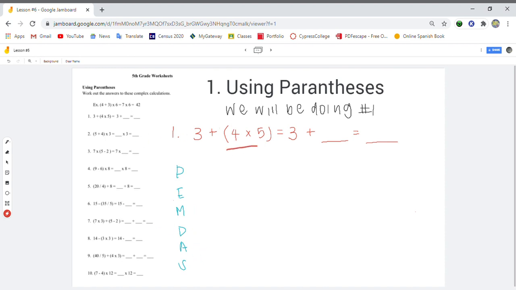So 4 times 5 is 20. So you'll write it out over here. And then we'll do addition, which is 20 plus 3, which is 23. And that's it. And you can just write your answers over here on these boxes.